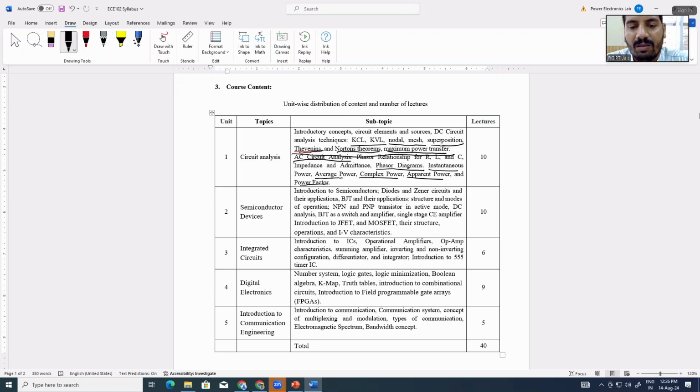So you will have the understanding about diodes, different types of diode, especially the Zener diode that is mentioned here. Based on the Zener diode, you have to solve some circuits, and you will study the applications of these diodes. Then about transistors, there are many types of transistors.